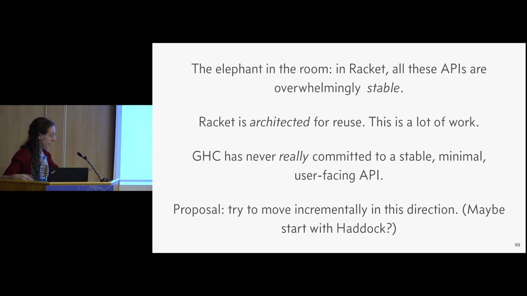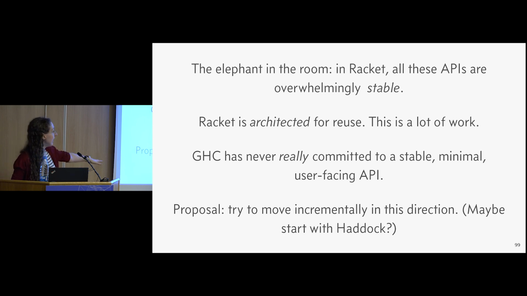So the big elephant in the room here is that in Racket, these APIs are extremely stable. And this is something that I'm actually very glad has been brought up by a number of different people over the course of today, which is that the GHC API is very, very difficult to use. It's not particularly well defined, and it changes a lot. So Racket has really been architected in this way to be reused, for all these things to be assembled. And GHC has never really committed to doing something like this. So we can sort of imagine a hypothetical alternative where we have everything in a wonderful state, but that would be very hard to do.